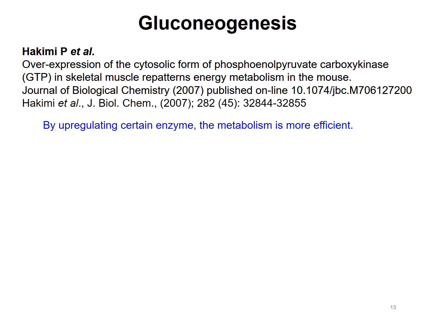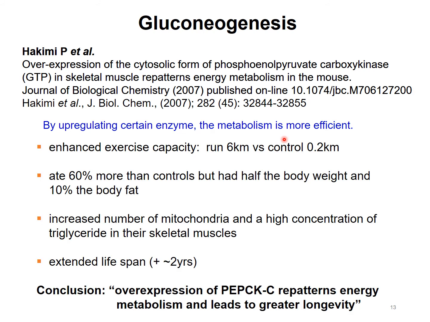So this has just proven that by upregulating one enzyme, our metabolism can be more efficient. But the big question is, can we do this to people? Can we produce super athletes that can run forever? So these are the key findings from the experiment. First of all, it enhanced exercise capacity, which is 6 kilometers versus 200 meters. So that is equivalent to a 30 times increase. Imagine a full marathoner who can run 42 kilometers times 30. That would be more than 1,000 kilometers.